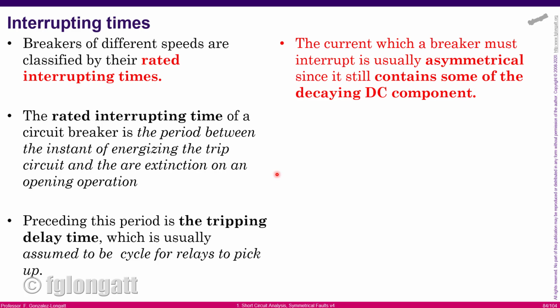Why is there a difference between the instantaneous and the interrupting current, or the momentary current and the interrupting current? Because the asymmetrical component coming from the DC component of the short circuit currents is changing over time, and it is reducing the current.